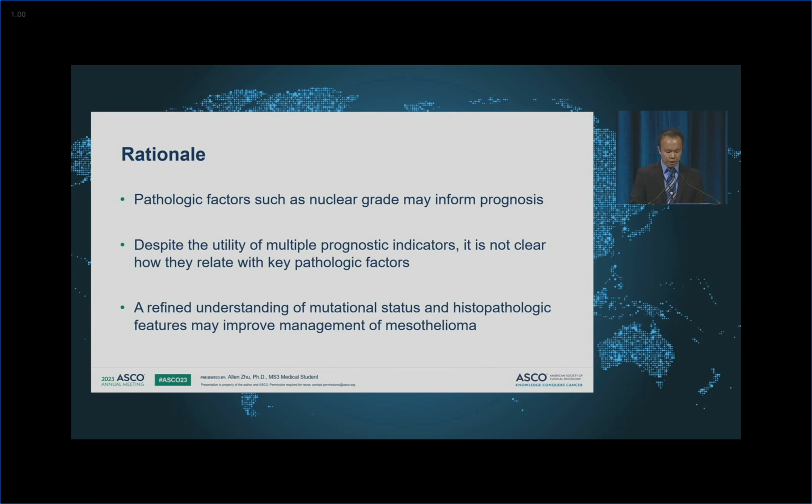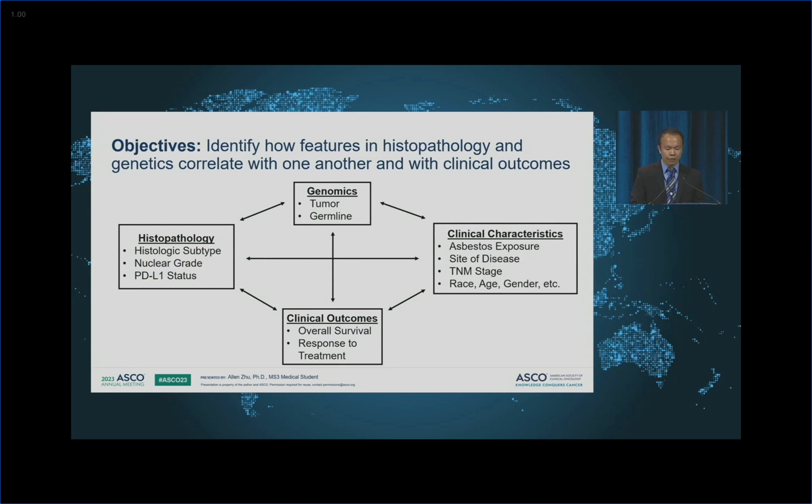But despite the utility of multiple prognostic indicators, it's not clear how those indicators relate with key pathologic factors. So a refined understanding of mutational status and histopathologic features may improve our management of mesothelioma. Therefore, the goal of our study was to identify how features in histopathology and genetics correlate with one another and with clinical outcomes. We examined histopathologic features such as grade, subtype, and PD-L1 status, as well as mutations from tumor genomic sequencing and clinical characteristics and outcomes. And we'll present our findings on the relationships between these different aspects of mesothelioma biology.